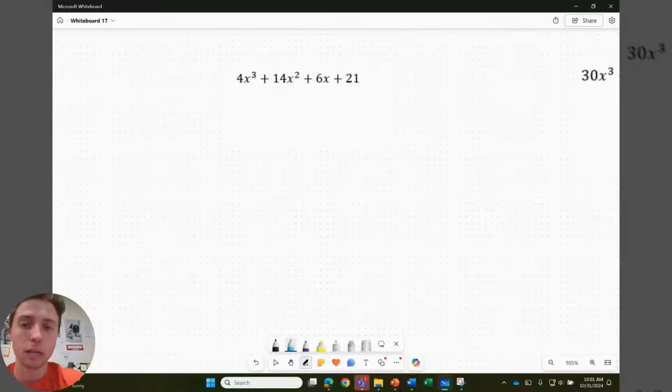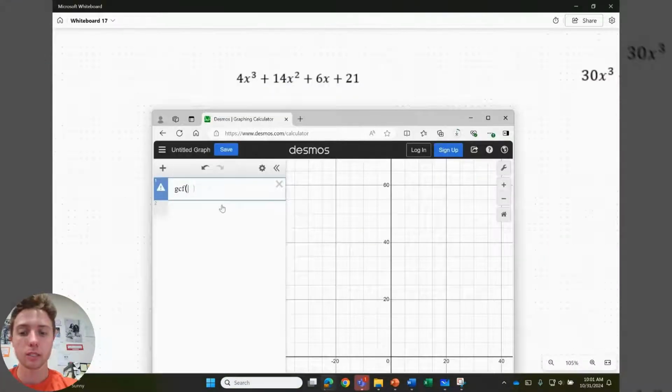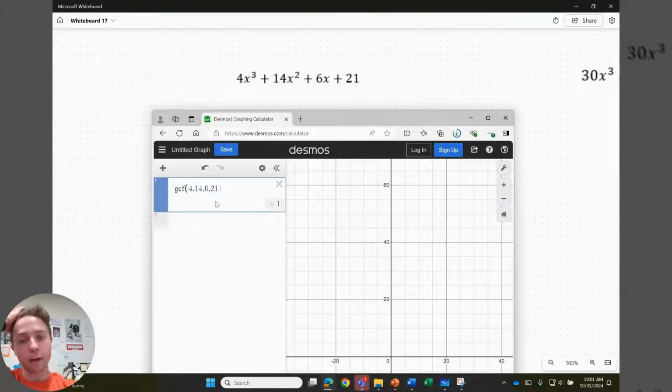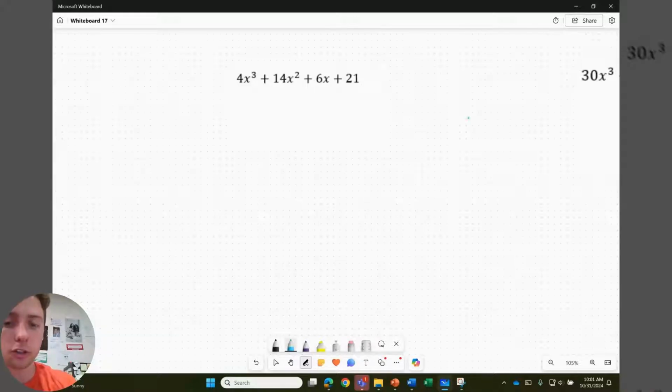Okay, factoring by grouping, one thing you always want to do is check for a GCF first. How you can do that is just utilizing Desmos. Desmos has a GCF feature where you can type in each of the numbers and find the biggest number that multiplies into each of them. Always check to see if the four values have a GCF larger than 1. In this case, they don't.